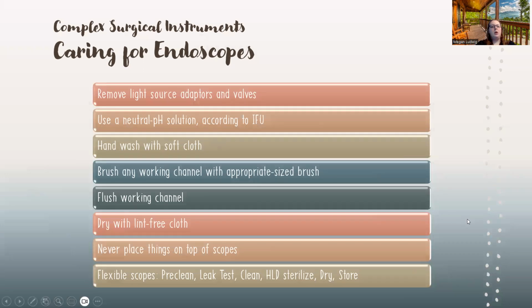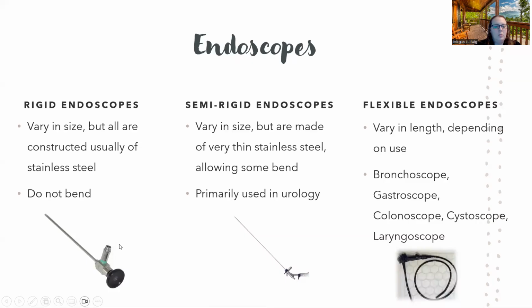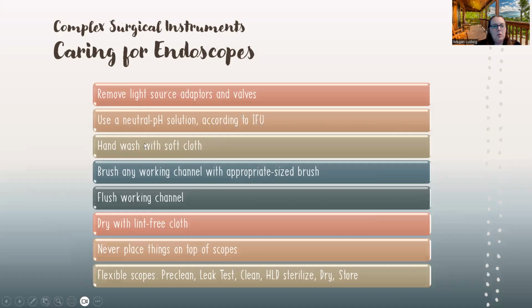All right, so how do we care for those types of endoscopes, right? In that previous picture, that first one, if I can go back here, this little silver piece that comes off the top, that is a light cord adapter. So remove those, okay? Remove the light cord adapters and any valves that got put on, that have to be taken off so you can get into those spaces. Always use a neutral pH solution for your endoscopes. You don't want to use those bristle brushes like with your orthopedic instruments. You're going to use a soft cloth to wipe them down on the outside.